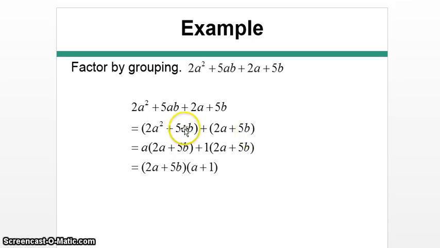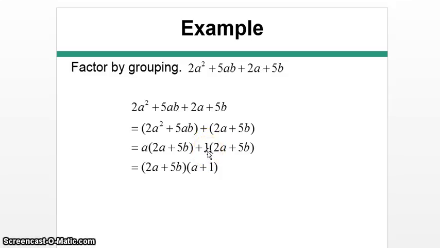In the first group, a is the common factor to both the terms, so factor it out. When you factor it out, what is left? 2a, here 5b. Plus, in these 2 terms there is no common factor. The GCF of these 2 terms is 1, so factor it out.